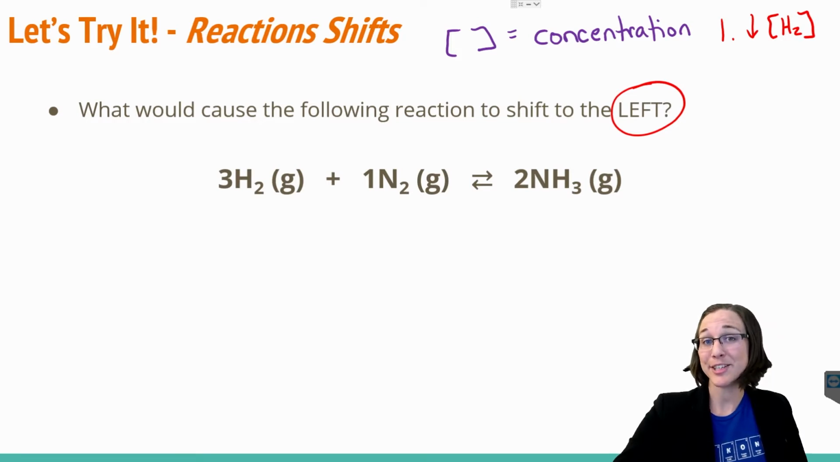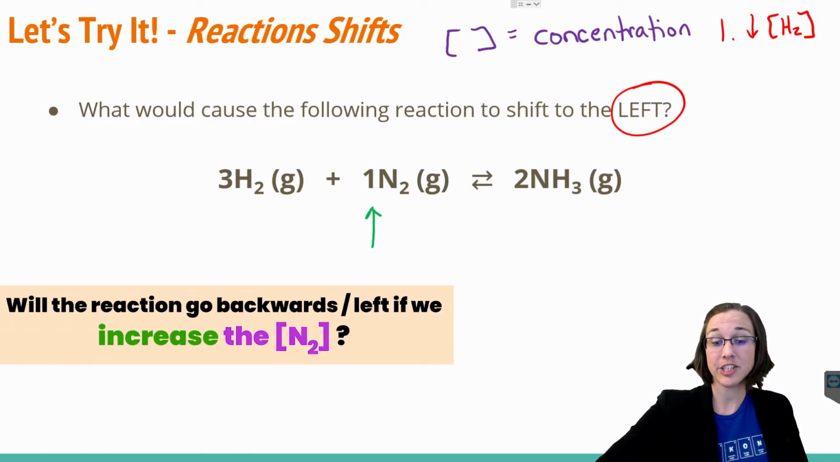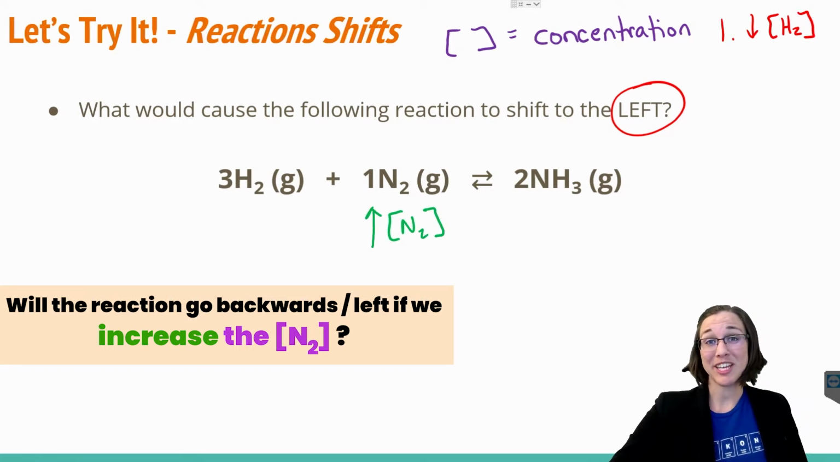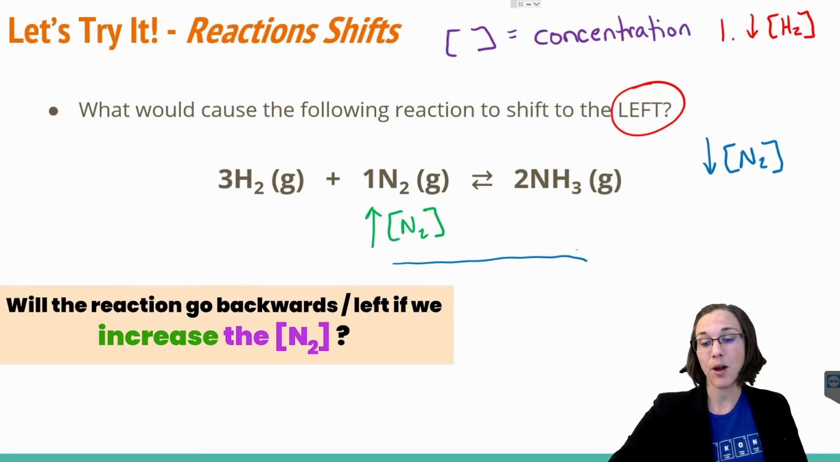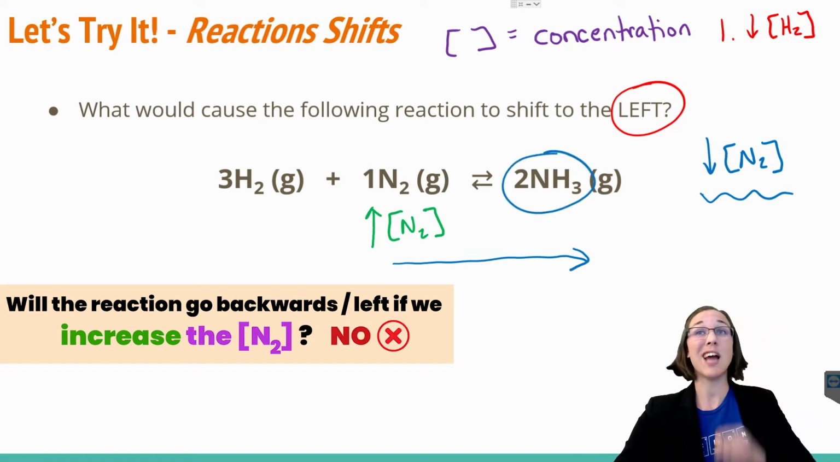Let's take a look at the nitrogen gas. What if we increase the nitrogen gas just like we did before with the H2 gas? When we increase the nitrogen gas, the system will want to undo it and decrease the nitrogen gas present. So it's going to shift more to the product side to decrease the nitrogen gas present and make ammonia. Not what we want.